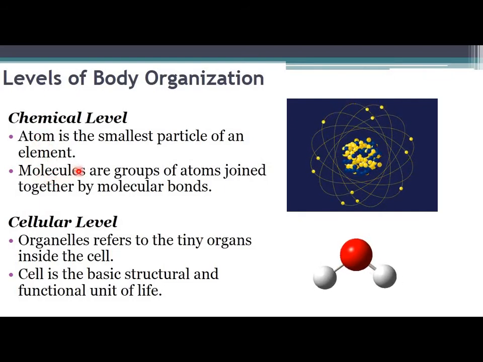So what are the molecules that we have? For example, the best one we always hear is H2O. That is a molecule, because it is made up of 2 elements: hydrogen and oxygen. Anyway, that is the chemical level. So let's proceed now with the cellular level.